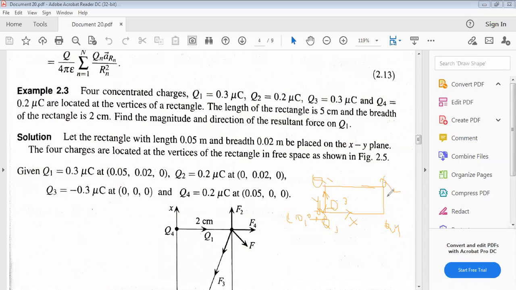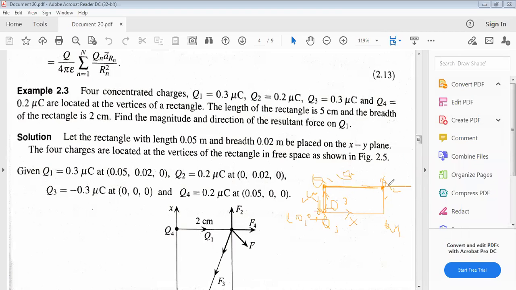Similarly, this is the distance of 5 centimeters, and this is the distance of 2 centimeters. Can you tell me the location of Q1? The X direction is 0.05, and the Y direction is 2 centimeters, 0.02, and Z is 0. Similarly, Q2, and this is the point.